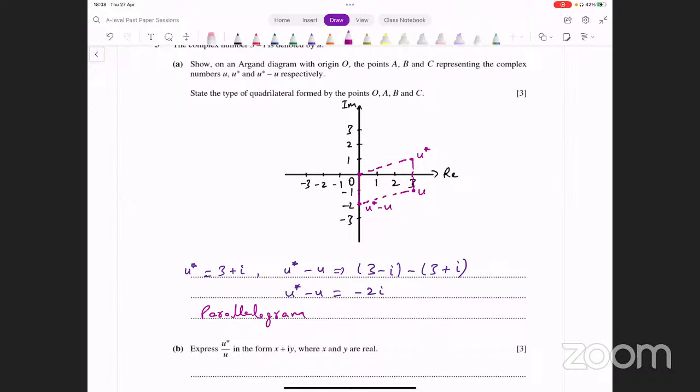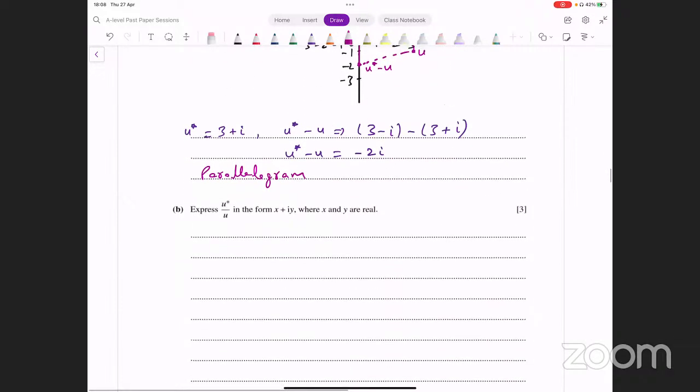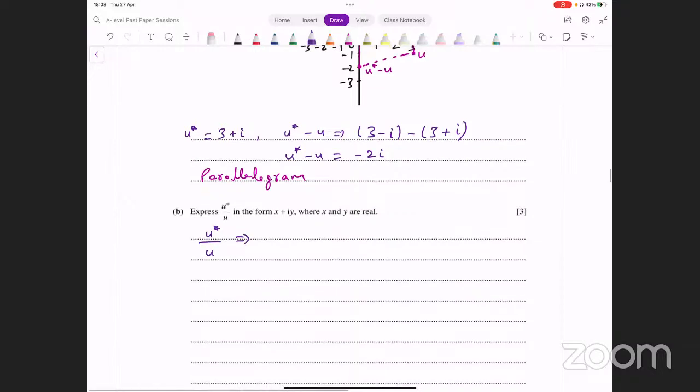Okay, all right, let's move on. The next part says, express u conjugate over u in the form x plus y iota. It's pretty straightforward. Let's do this very quickly. u conjugate over u is 3 plus iota divided by 3 minus iota. Now we have to represent this in x plus iota y form. For that, we multiply and divide by the conjugate of the denominator.